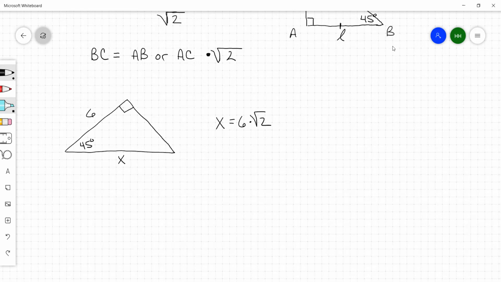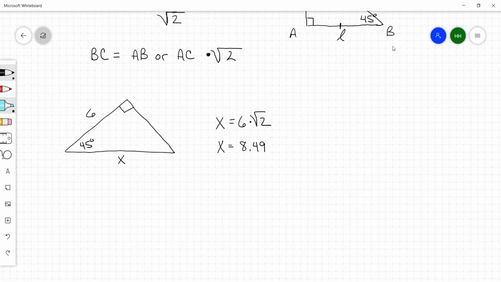So type in your calculator: 6 times square root of 2 equals 8.49. That's as simple as it is.